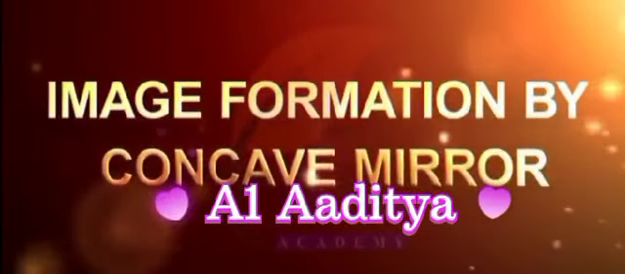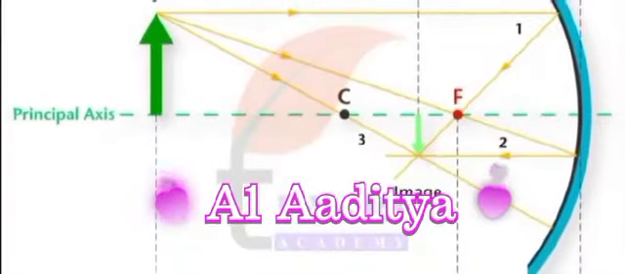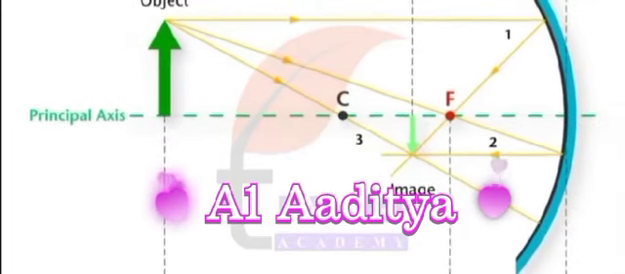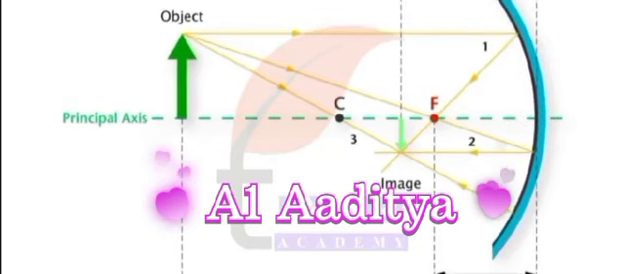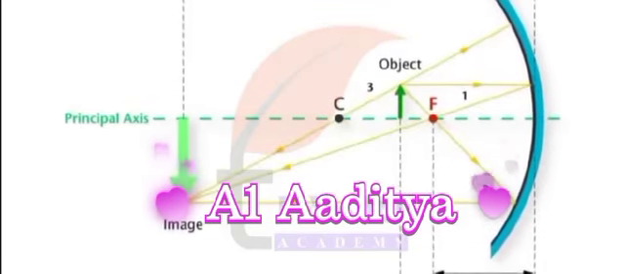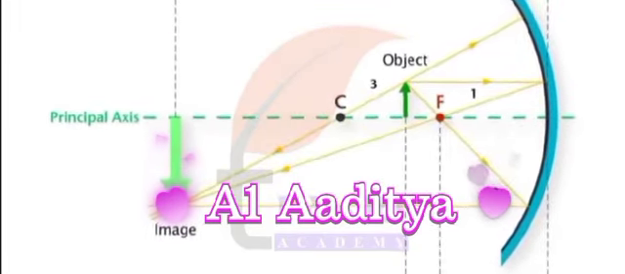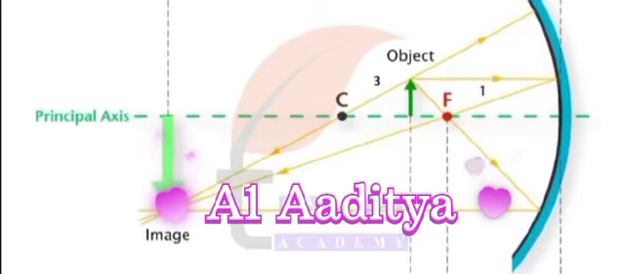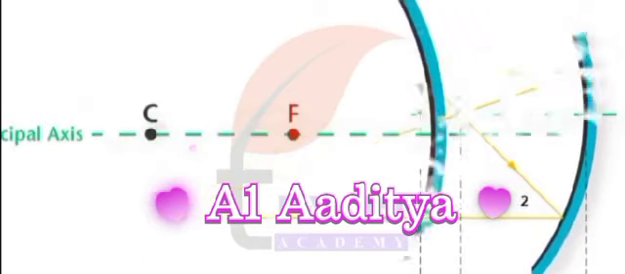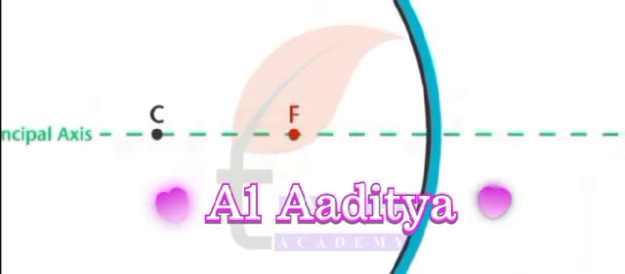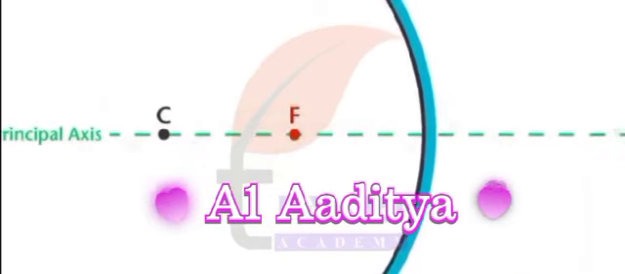Image formation by concave mirrors. The method of locating the image produced by a concave mirror consists of drawing light rays emanating from key points on the object and finding where these rays are brought to a focus by the mirror. This task can be accomplished using just 4 simple rules.